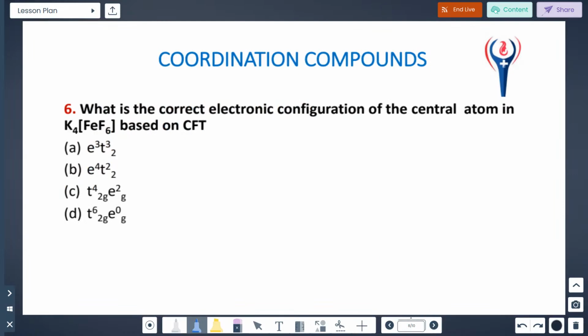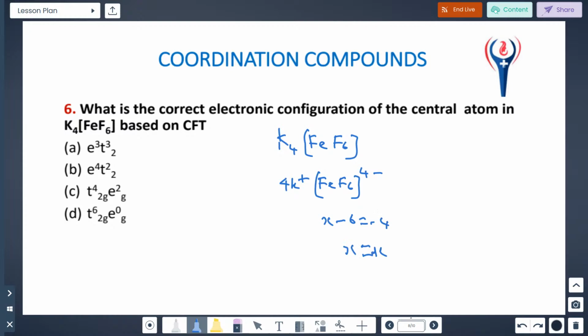What is the correct electronic configuration of the central atom in K4FeF6 based on CFT? So based on CFT, first find out the X value. X is nothing but the oxidation state. K4FeF6. Okay, so how to split this one? 4K plus FeF6, and FeF6 carries 4 minus. So X minus 6 is equal to minus 4. X is equal to what? Plus 2. Okay, X is equal to plus 2.